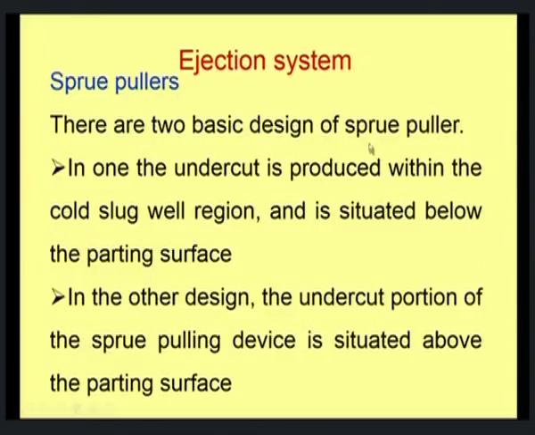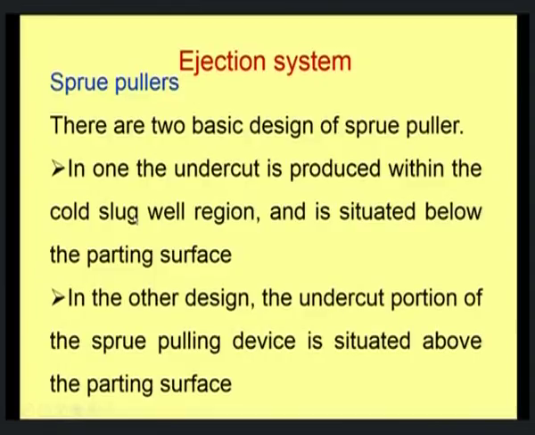Now, there are two basic designs for sprue puller. In one, the undercut is produced within the cold slug well region and is situated below the parting surface. The cold slug well region we have seen earlier when we discussed the runner. It is normally provided in a mold to ensure that the resin, which is of appropriate temperature, fills the mold cavity. In the other design, the undercut portion of the sprue pulling device is situated above the parting surface.